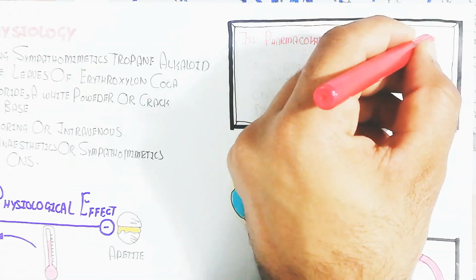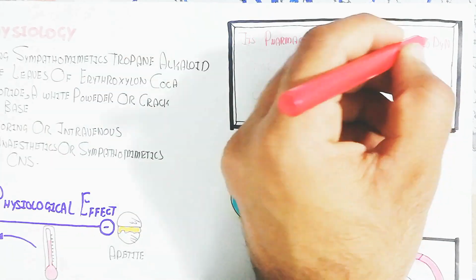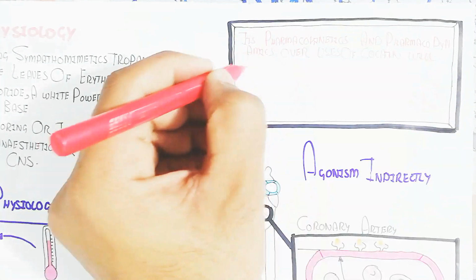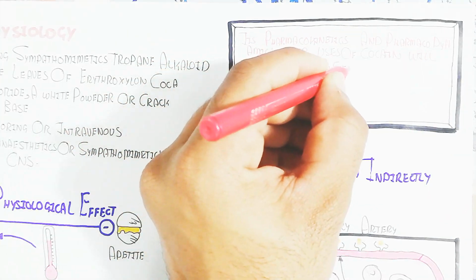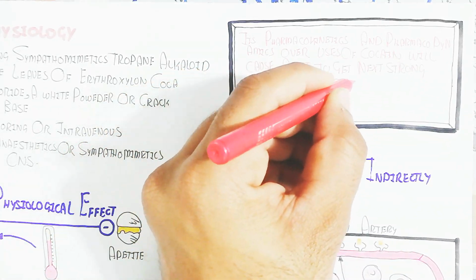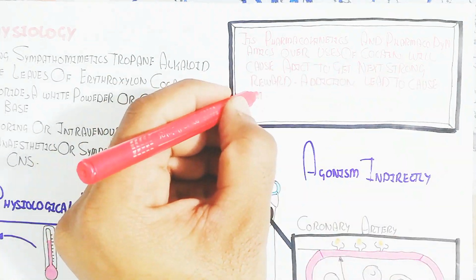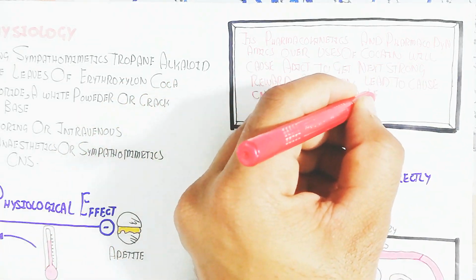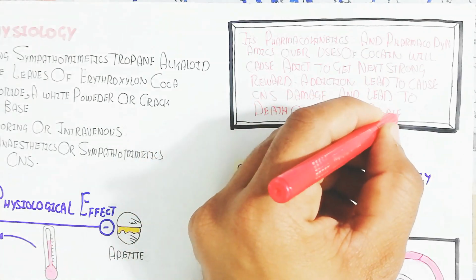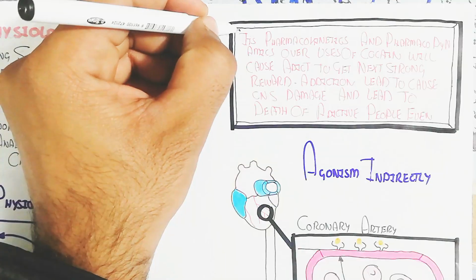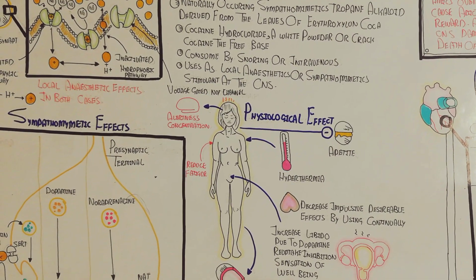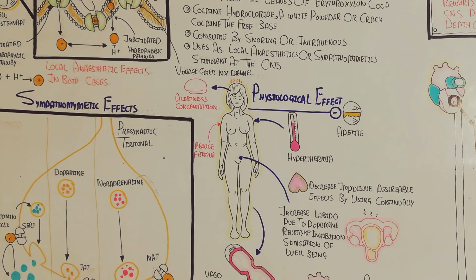An important note regarding its pharmacokinetics and pharmacodynamics: use of cocaine will cause addiction to get the next strong reward. Addiction leads to central nervous system damage, and dopamine is the important neurotransmitter here. It can lead to death of addicted people if used again and again, because this is an addictive drug.